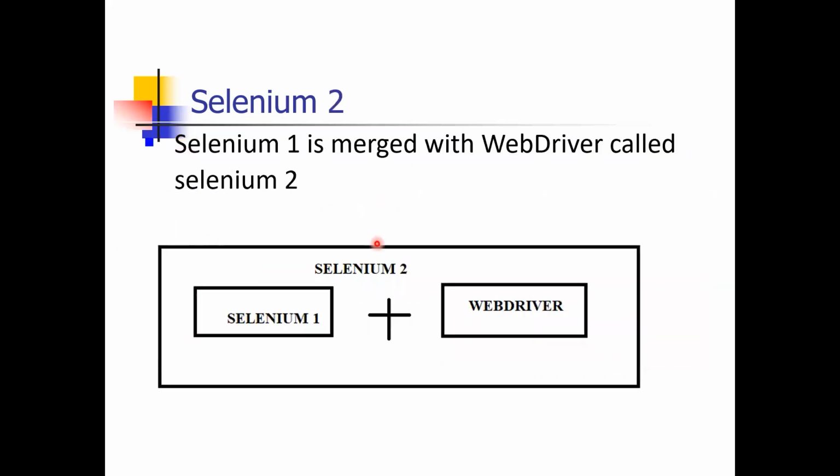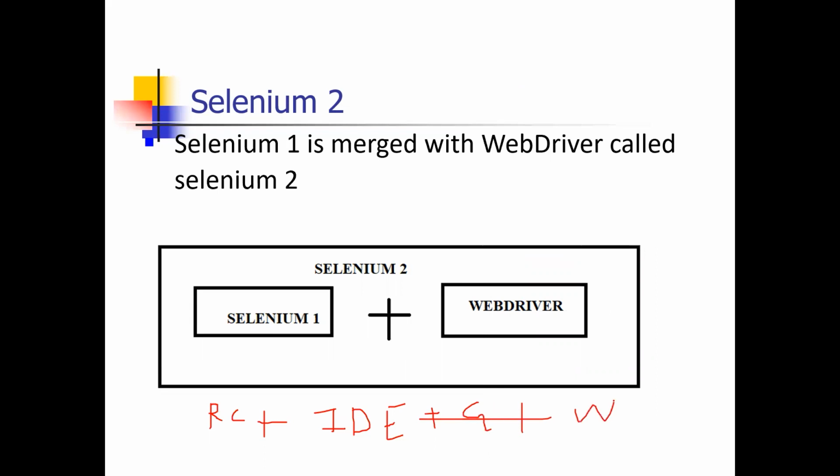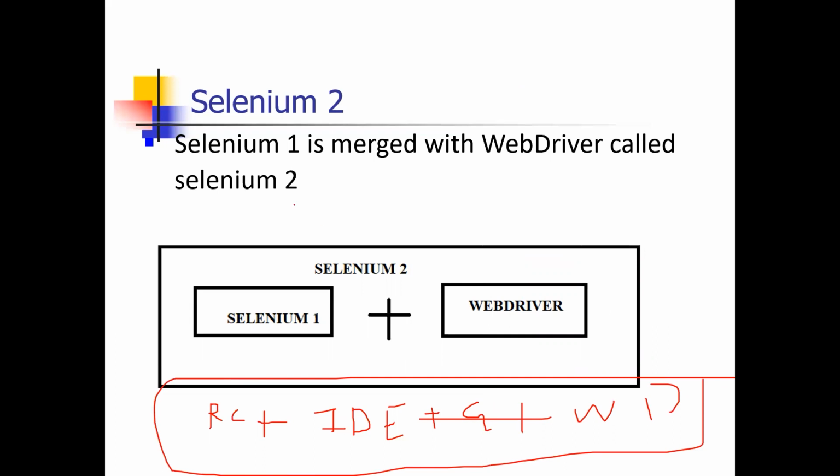Okay, sorry. In Selenium 2, RC was not deleted. RC was there. So the combination of all 4 components is Selenium. All 4 means your RC plus IDE plus your grid plus your web driver. The combination of all 4 is called Selenium version 2. Selenium 1 is merged with web driver, then it becomes Selenium 2.